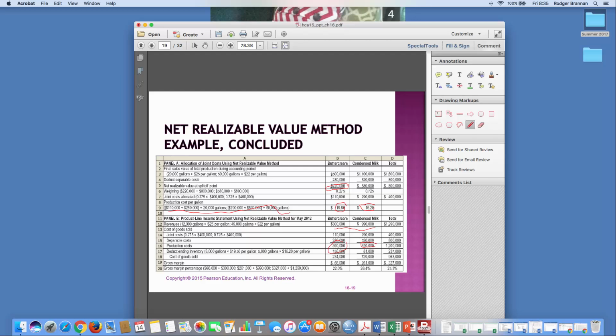Okay. Then you apportion that. Say if this is my total production cost, subtract out my ending inventory. Okay, this is my cost of goods sold, $234 for buttercream and $729 for condensed milk. So you end up with a gross margin of 66 and 261. And you can see in this case there is a substantial difference in the gross margin.